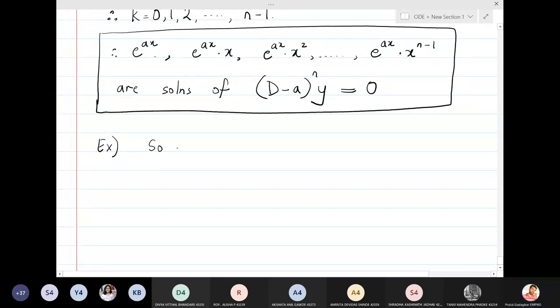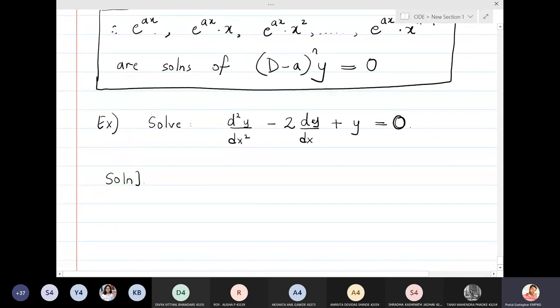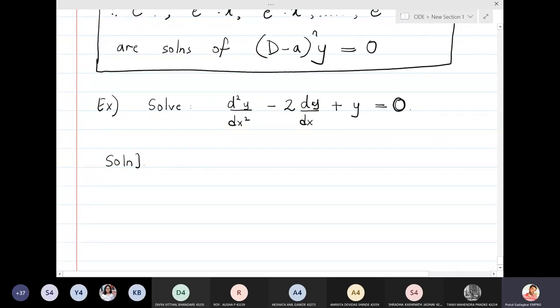Solve d2y by dx2 minus 2 dy by dx plus y equal to 0. We are going to find the general solution of this differential equation. Let us write it in terms of our usual habit, capital D. So what is this? D square minus 2D plus 1 y is equal to 0.